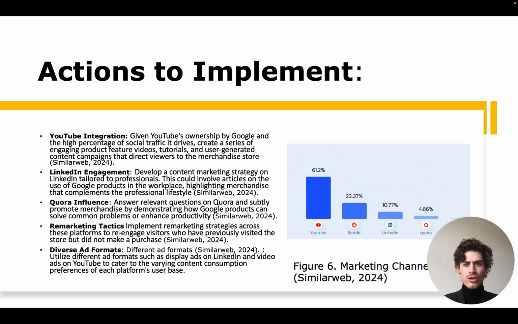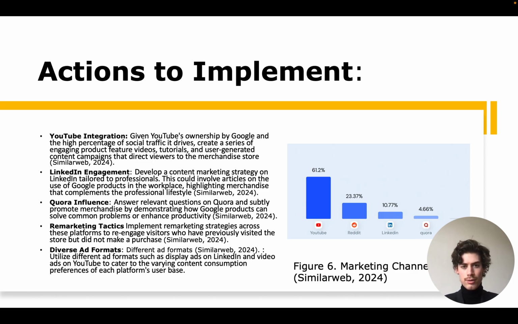Actions to implement to address this issue: first, YouTube integration. Given YouTube's ownership by Google and the high percentage of social traffic it drives, create a series of engaging product feature videos, tutorials, and user-generated content campaigns that direct viewers to the merchandise store. Second, LinkedIn engagement. Develop a content marketing strategy on LinkedIn tailored to professionals. This could involve articles on the use of Google products in the workplace, highlighting merchandise that complements the professional lifestyle.